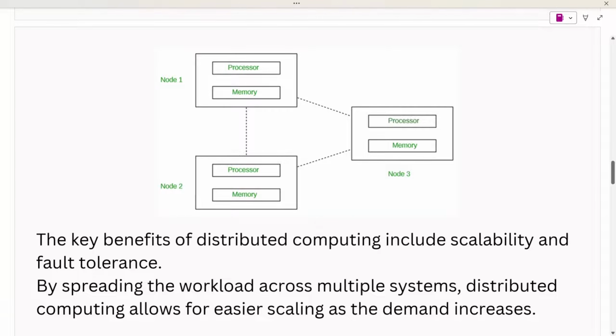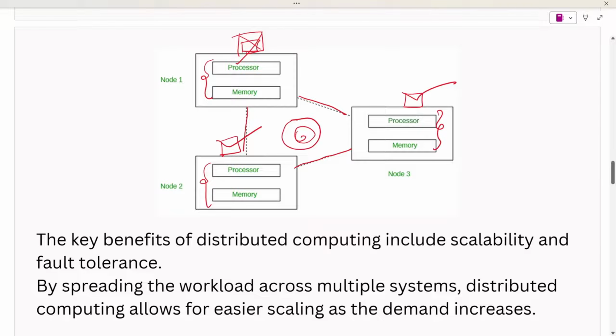So as you can see in the diagram, it is one independent computer, another independent computer, and another independent computer. All these three are working to achieve the task. Each computer has a different processor and different memory. If computer 1 fails to execute the task, computer 2 or computer 3 will achieve that task. So the task is divided among multiple independent computers.